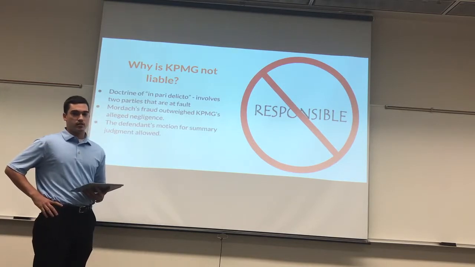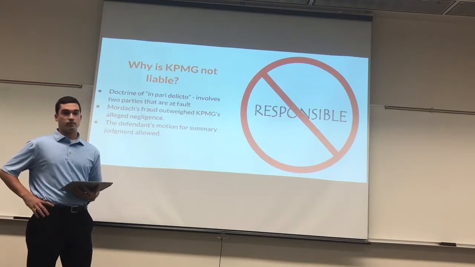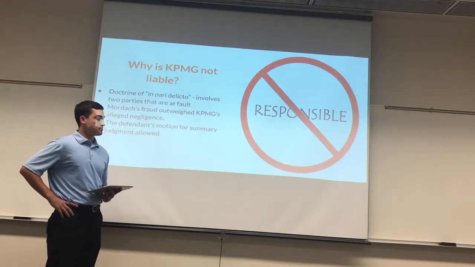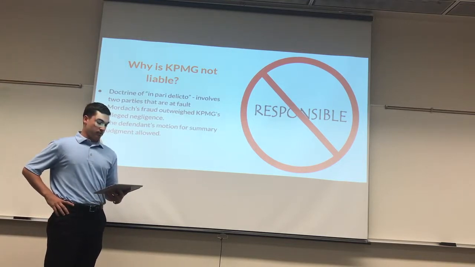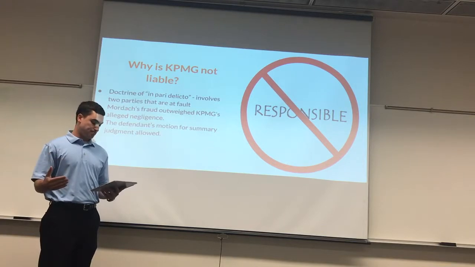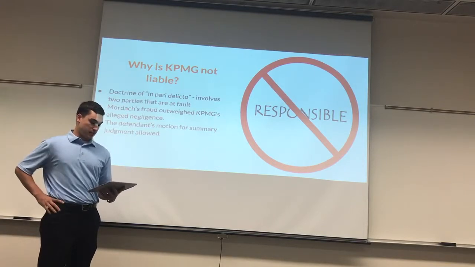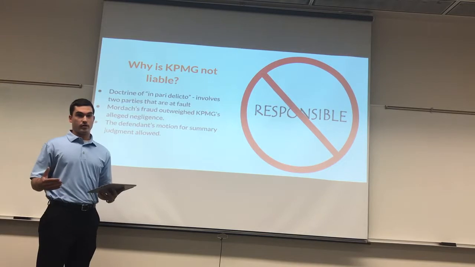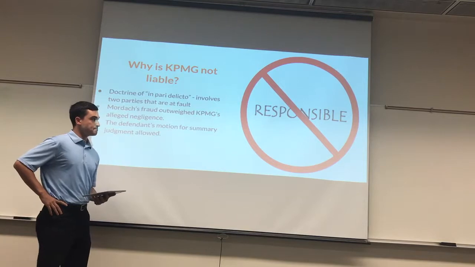So in this case, the court found that Mordaugh's fraud on behalf of Merrimack outweighed KPMG's negligence. Under these circumstances, Merrimack, like EJ said, was responsible for Mordaugh's actions. The deliberate misconduct was far more serious than KPMG's negligence. So in the end, the court agreed with KPMG and awarded summary judgment in this case.